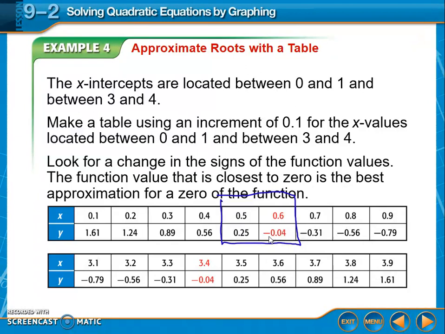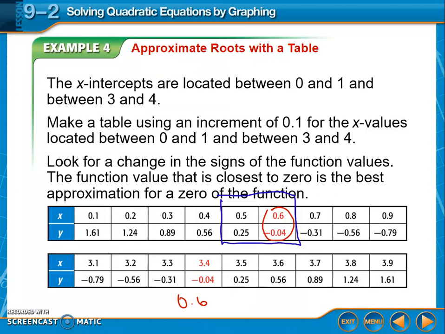So I want to know, is this number closer to 0 or is this number closer to 0? And we see that this one here is closer to 0. So that means that 0.6 is a good estimate, 0.6. It's not exact, but it's a good estimate of one of the x-intercepts.